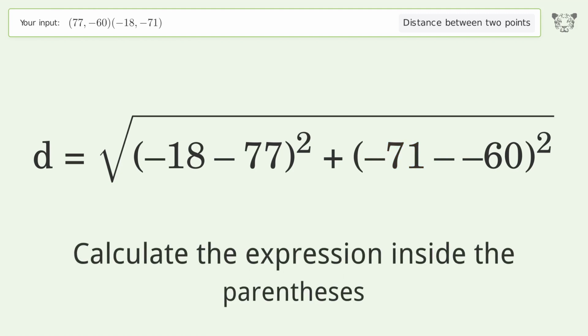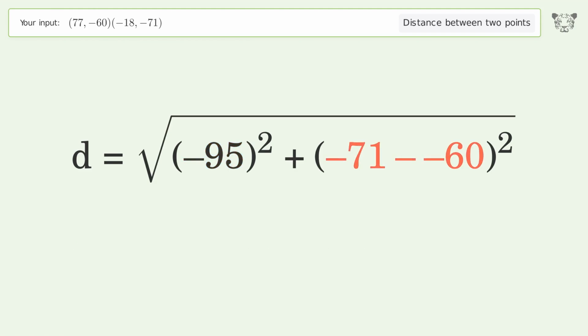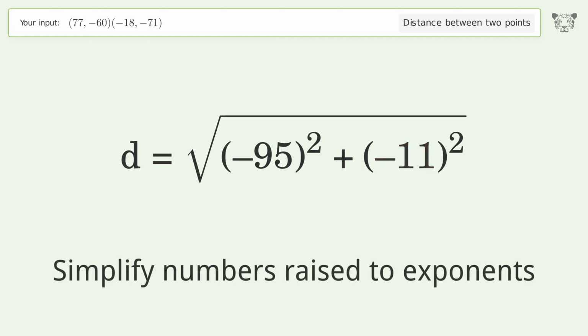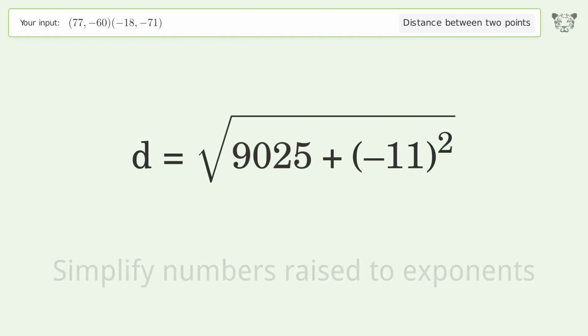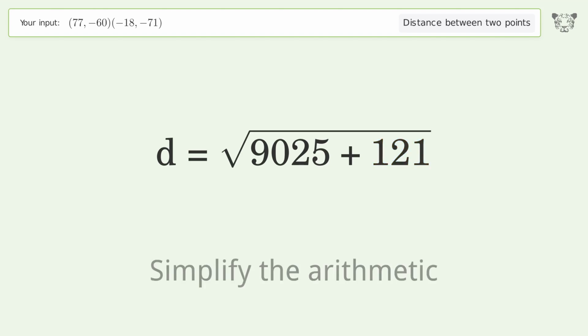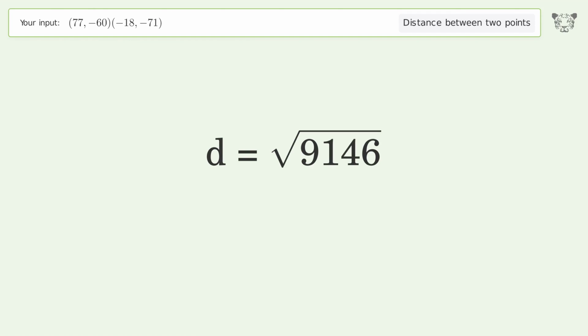Calculate the expression inside the parentheses. Simplify numbers raised to exponents. Simplify the arithmetic. And so the distance between the 2 points is the square root of 9146, or 95.635.